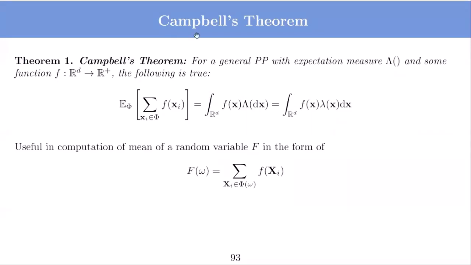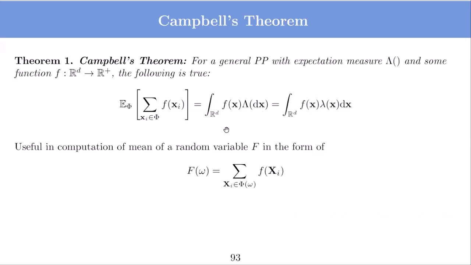So this is known as Campbell's theorem. It says that for a general point process with expectation measure capital Lambda and some function f from R^d to R plus, the following is true: the expectation of this summation is equal to the integral of f(x) Lambda(dx). And if this Lambda(dx) has a density, then it is equal to the integral of f(x) lambda(x) dx. And if it's uniform, then lambda(x) would be just lambda, which can be pulled outside.